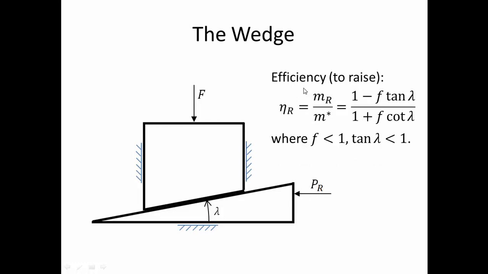So now we can talk about the efficiency to raise. In this scenario, the efficiency to raise is going to be M sub r divided by M star, and you can show that it's going to be 1 minus f tangent of lambda divided by 1 plus f cotangent of lambda. And again, when f is 0, you drop back to eta sub r being 1.